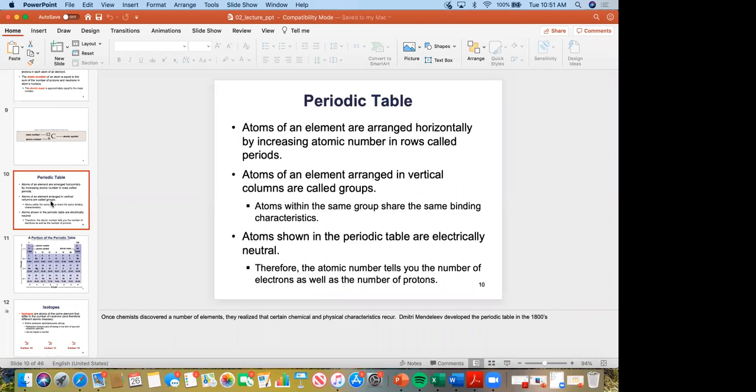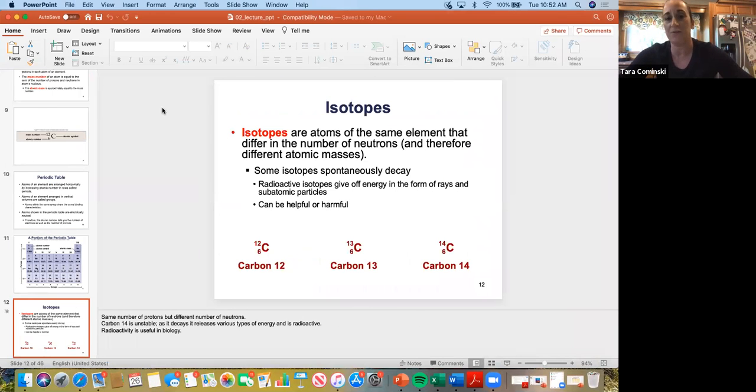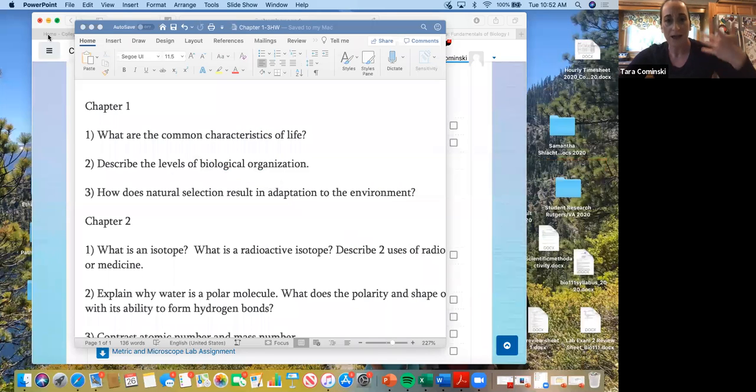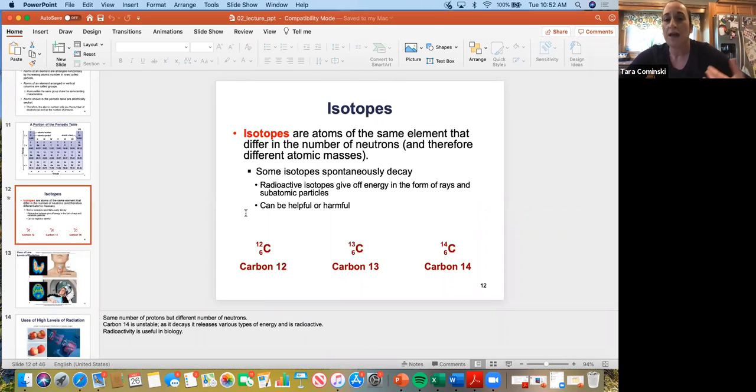I said that an isotope is atoms of the same element, but they differ in the number of neutrons, so they have different atomic masses. Good. So they differ in the number of neutrons, so they have different atomic masses, and some of these will spontaneously decay. If they're radioactive, they will give off energy. Not every isotope is radioactive, but many of them are. A radioactive isotope gives off energy, and some can be harmful and some can be helpful.